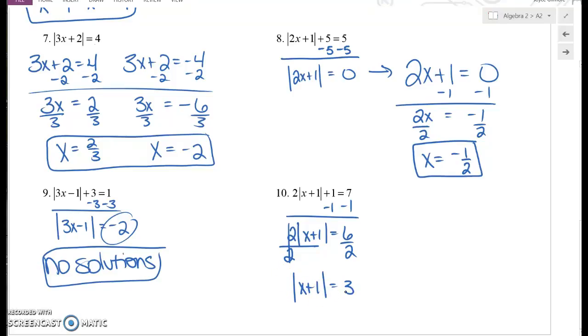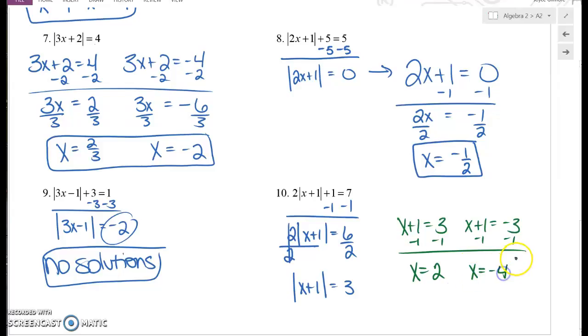So the absolute value of x plus 1 equals 3. Where on the number line are we 3 units away from 0? At 3 and -3. So x plus 1 equals 3. x plus 1 equals -3. Solve both equations. Our two solutions are x equals 2 and x equals -4.